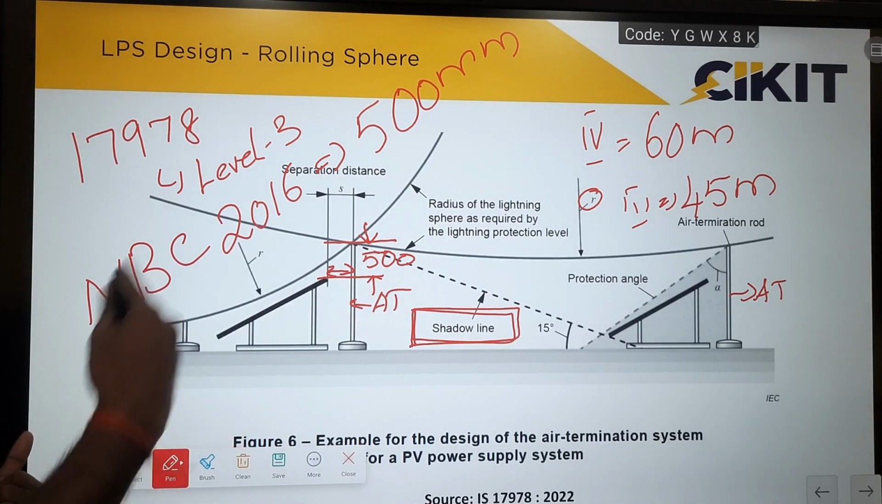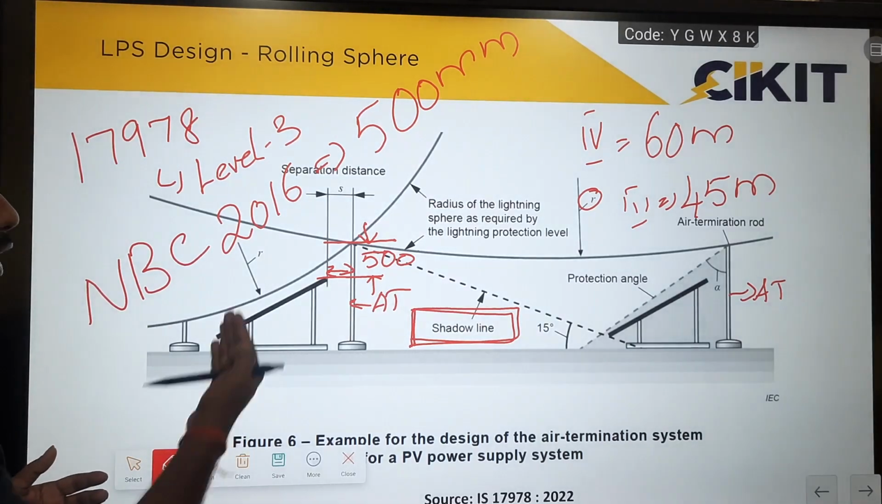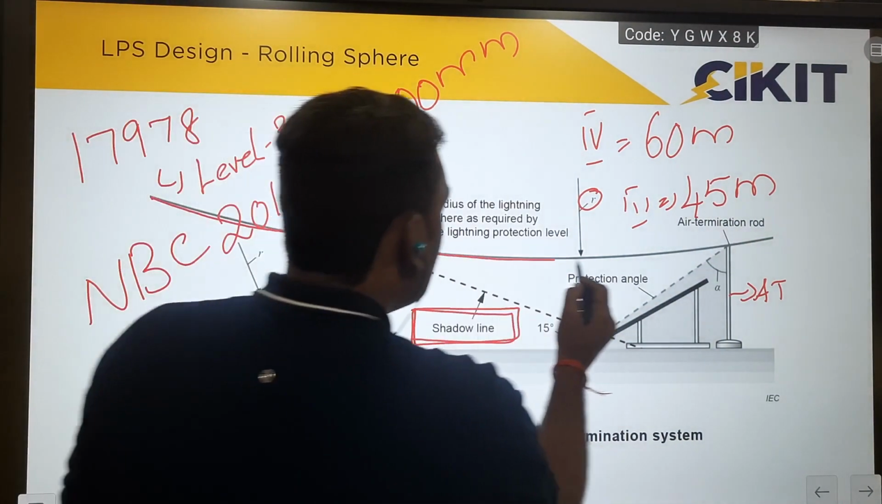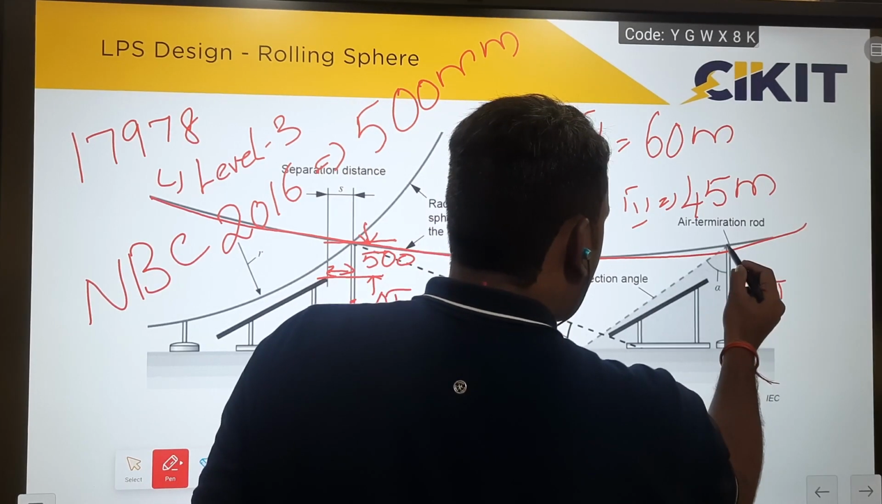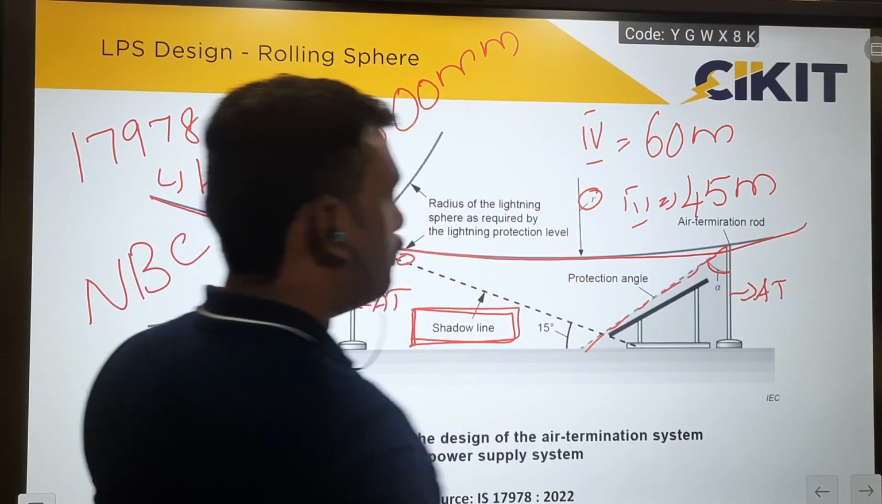Based on that, we have to place multiple air terminals to provide protection. In this, they have explained both things. The sphere is for explaining the rolling sphere method, and they have marked the protection using the protection angle also. So this is as per protection angle.